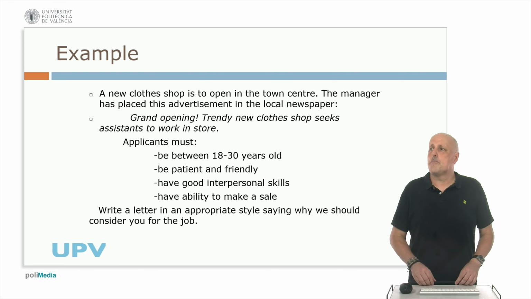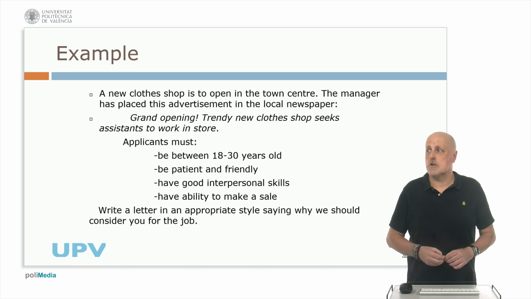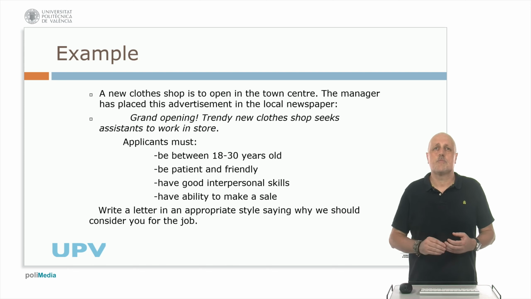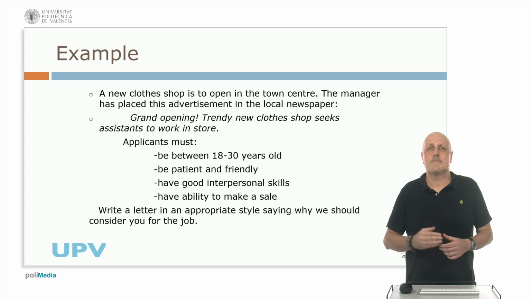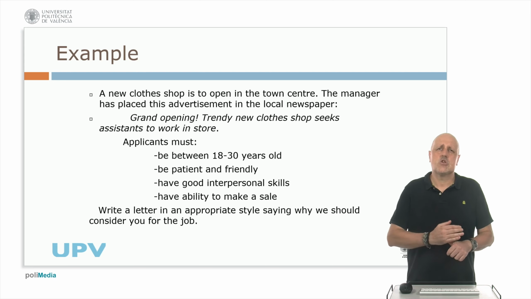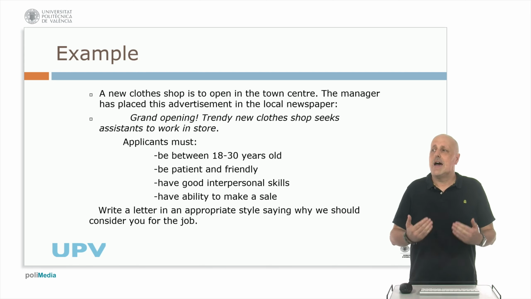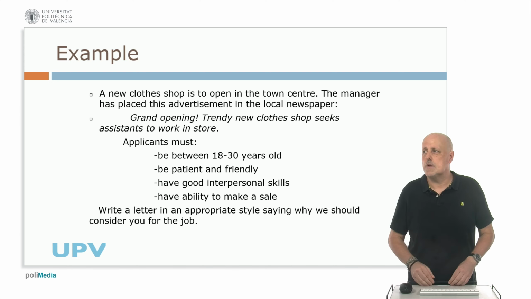Okay, this is an example, something that you might get in your exam. It's a job application you're going to be writing. You see this advertisement in the local newspaper. It's for a clothes shop which is looking for an assistant to work in the store. You can see that it gives you 4 bullet points. It says applicants must be, it gives you the age, 18 to 30. It gives you some characteristics: patient, friendly, good interpersonal skills, ability to make a sale. And at the bottom it says the style must be appropriate, saying why we should consider you for the job.